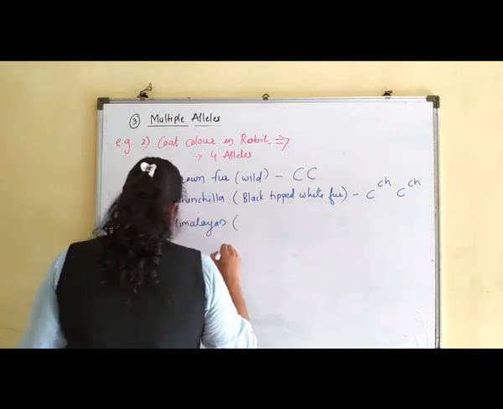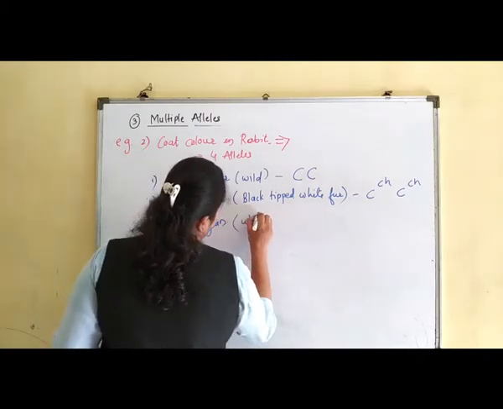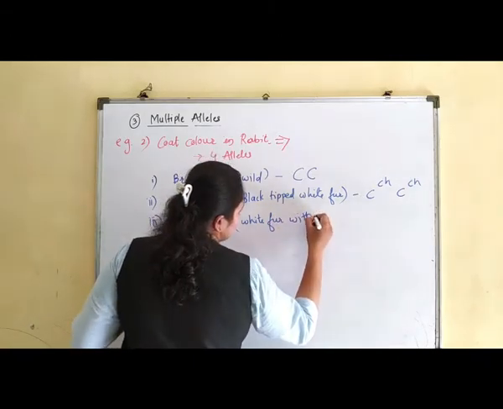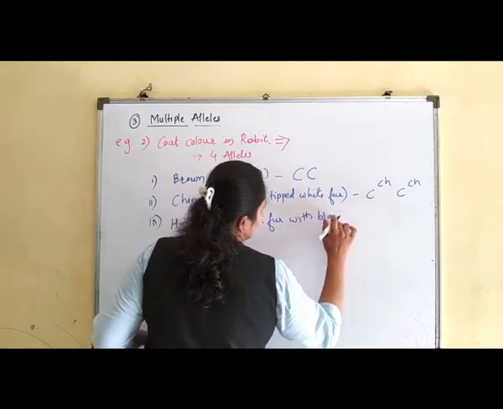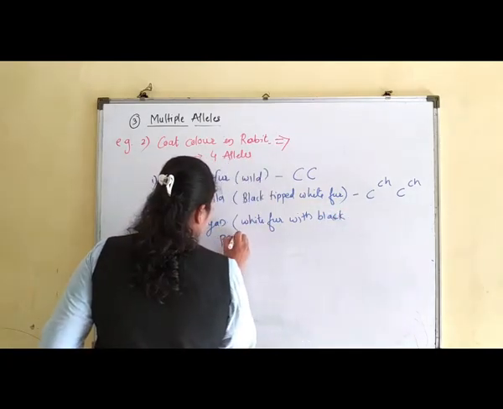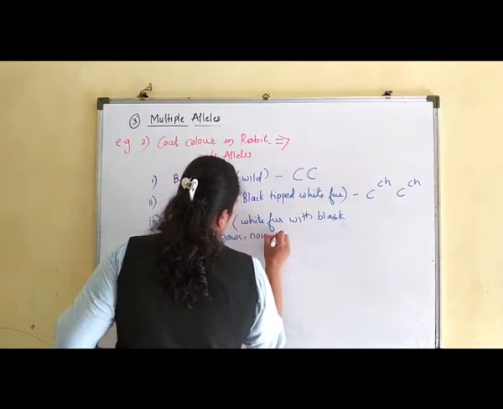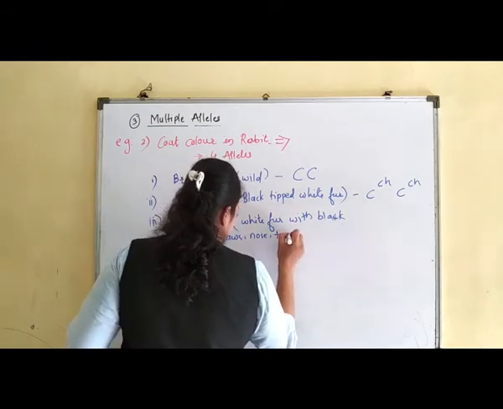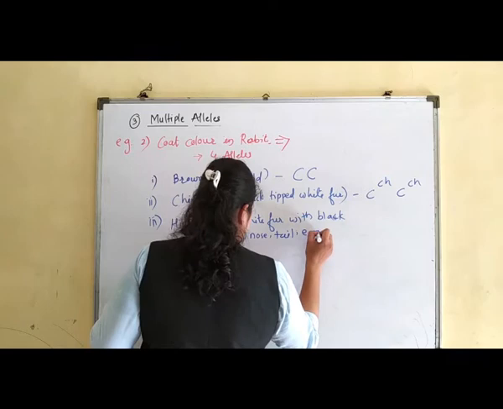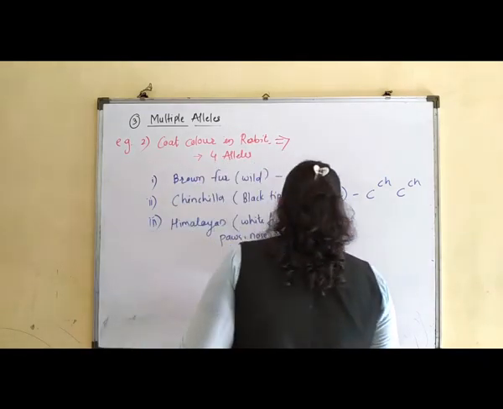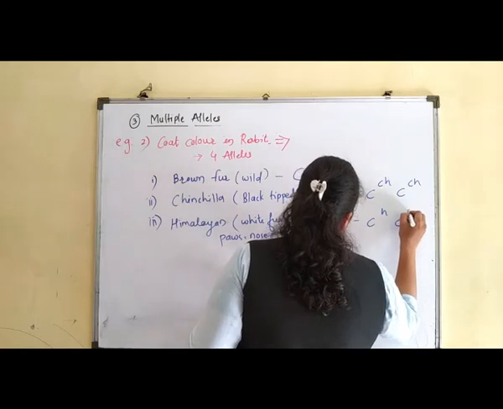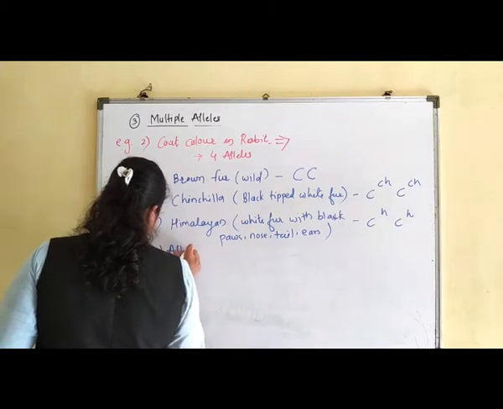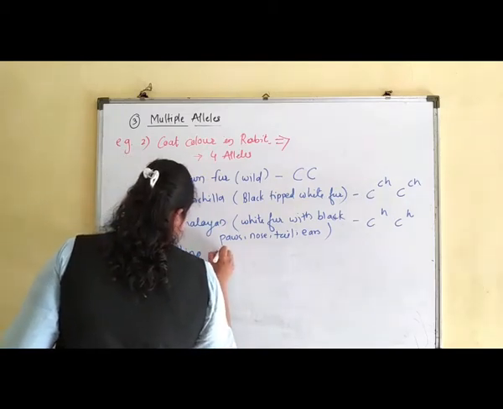where rabbits have white fur with black paws, nose, nails, tail, and ears. So the allele for this is c^h, that is Himalayan. The fourth one, that is albino, that is white fur.